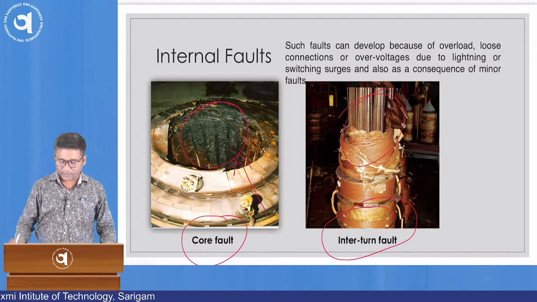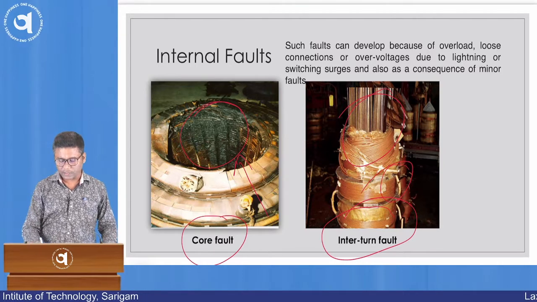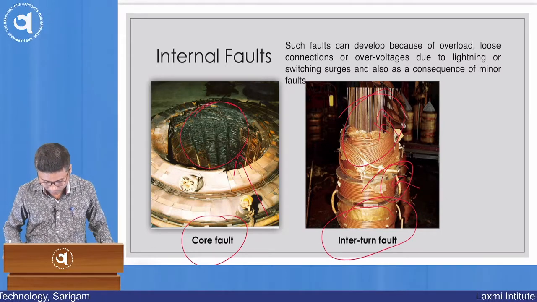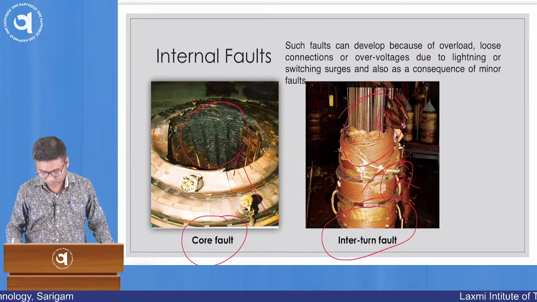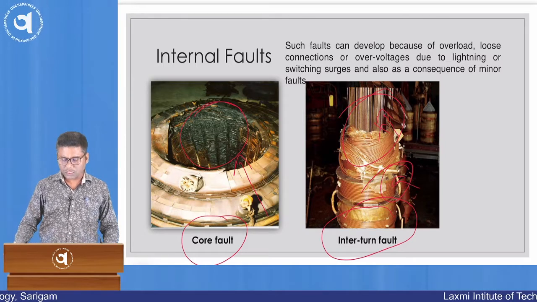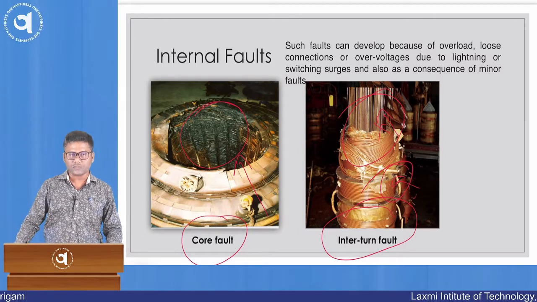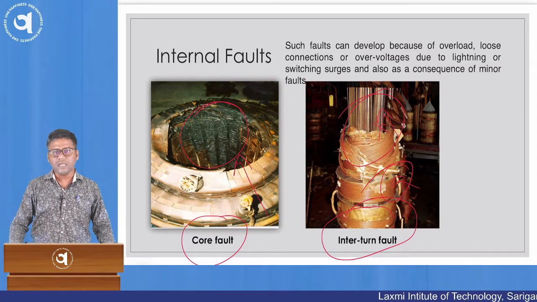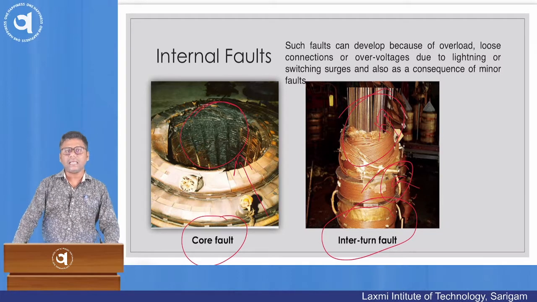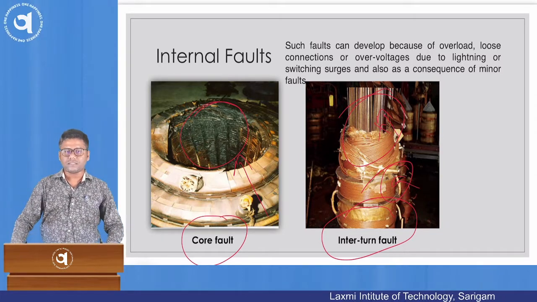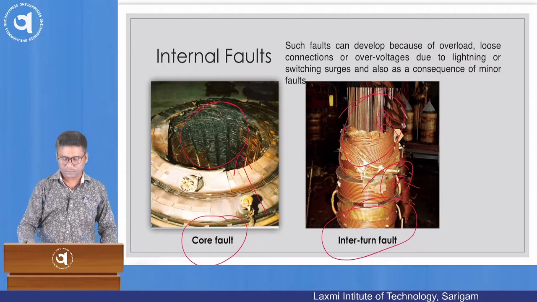This is the interturn fault of the transformer. You can see the interturn fault of the transformer here. Okay. Such faults can develop because of overload conditions, sometimes due to loose contacts, sometimes due to over voltage conditions, sometimes due to lightning as well, and switching surges also create this kind of internal faults like core faults and interturn faults.